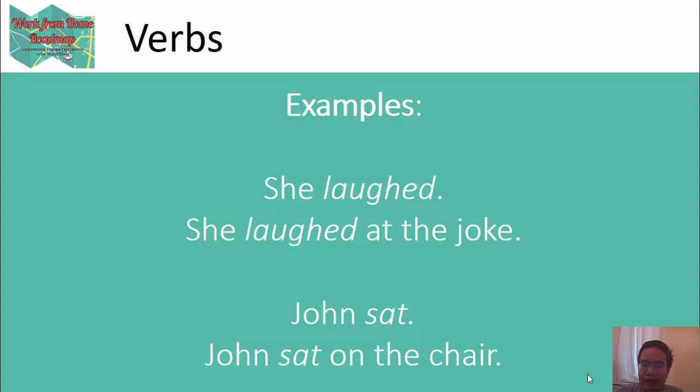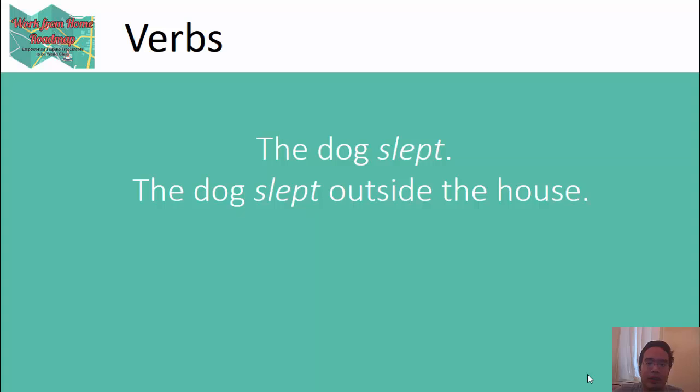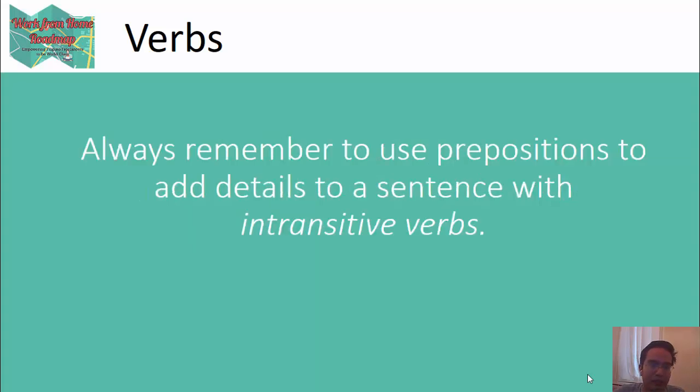She laughed and she laughed at the joke. They both refer to her laughing at the joke, just adds more detail. Same thing with John sat and John sat on the chair. They both mean that John sat on the chair, just adds more detail. The dog slept versus the dog slept outside the house. They mean the same thing. The second one just has more detail.